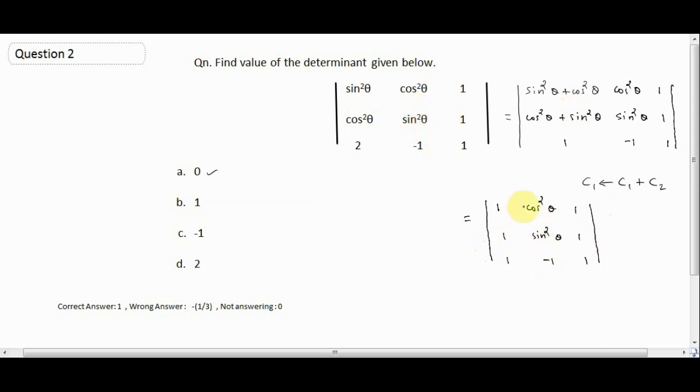Now here if you observe this matrix, you can see that column 1 and column 3 are having same elements. Therefore, as per property number 3, the value of the determinant will be equal to 0. Property number 3 says that if any two columns are having same elements, then the determinant value of such a matrix will be 0. So here column 1 and column 3 are having same elements, therefore determinant value will be equal to 0. So here the right answer is option A.